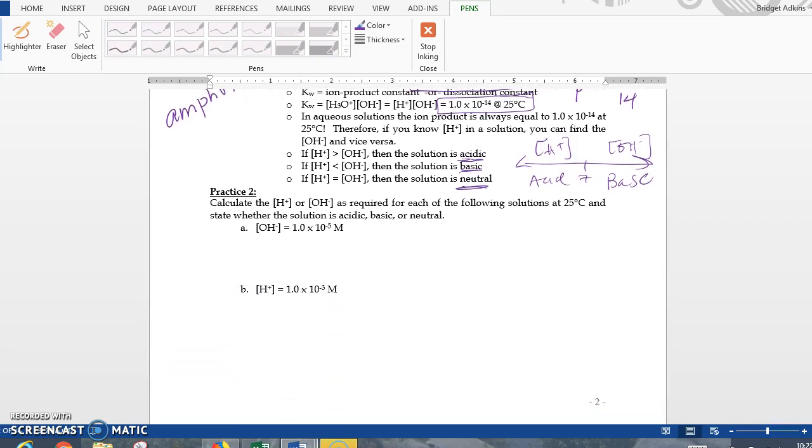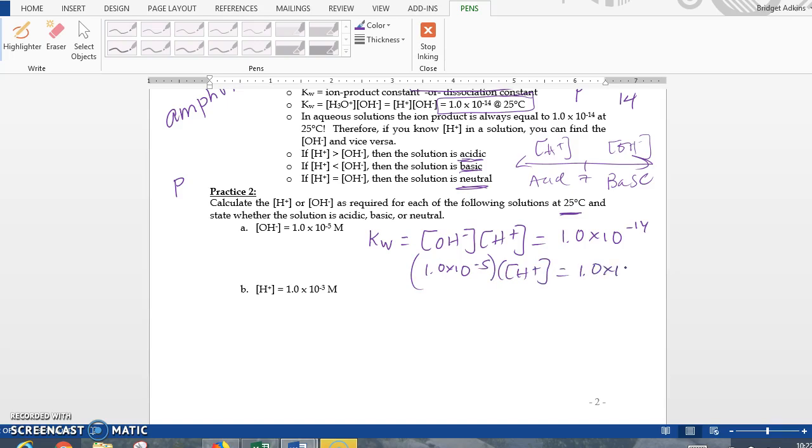All right, so here we're going to do some basic review calculations. If you remember, if you put a little p in front of anything, that just means the negative log of. So if I'm given the OH minus concentration and I want to know the H plus concentration, I would just need to use this Kw. So Kw is OH minus times H plus, and that's equal to a constant as long as we're at 25 degrees Celsius. So if I know the OH minus is 1.0 times 10 to the negative 5th, then I can solve for the H plus because their product is equal to that.